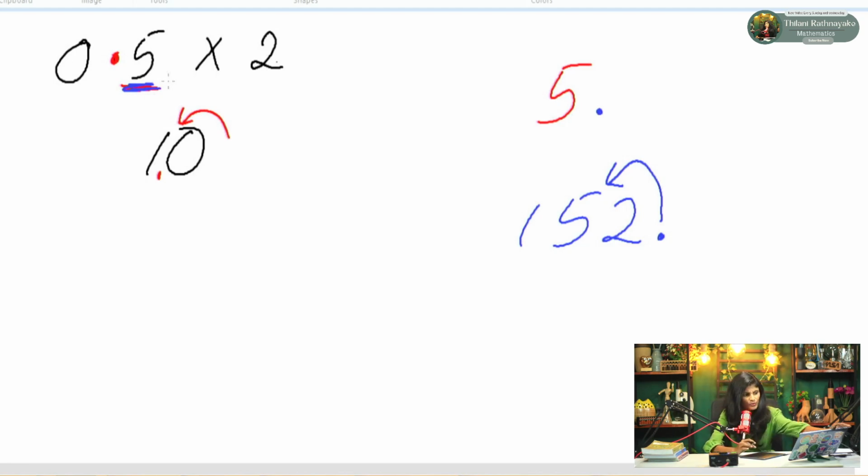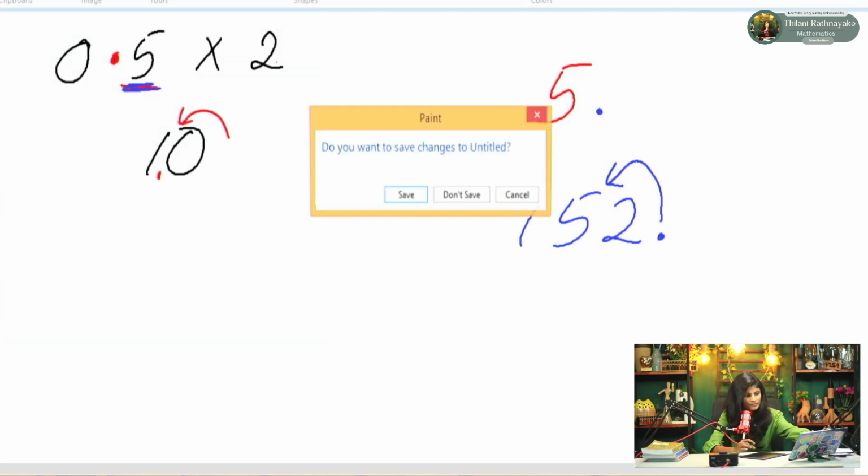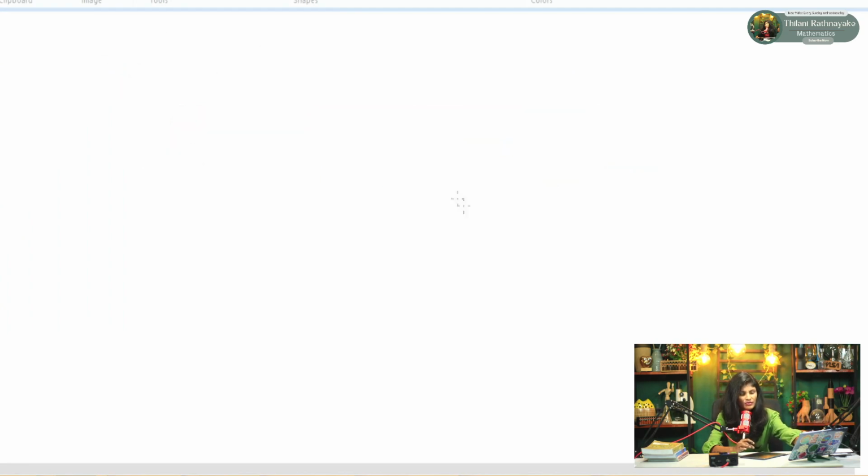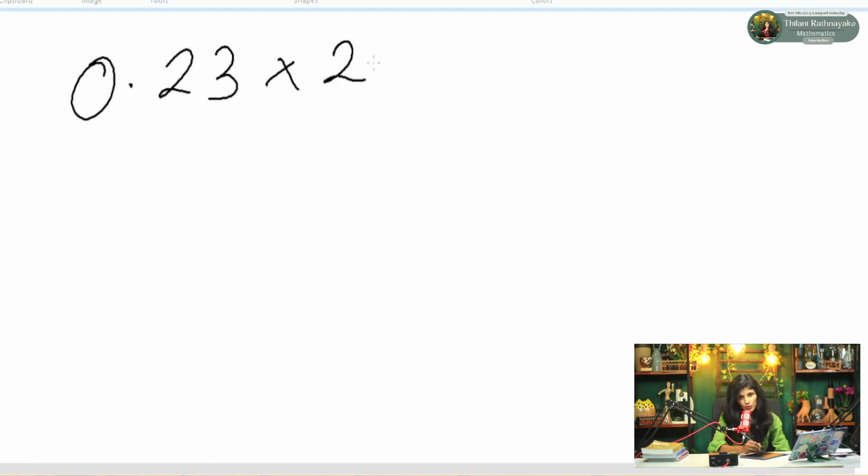Let's move to the next question. In the next question also I will explain that one. 0.23 multiplied by 2. Just forget about the decimal places and do the multiplication. 2 times 3 is 6. 2 times 2 is 4. Now this is the answer.